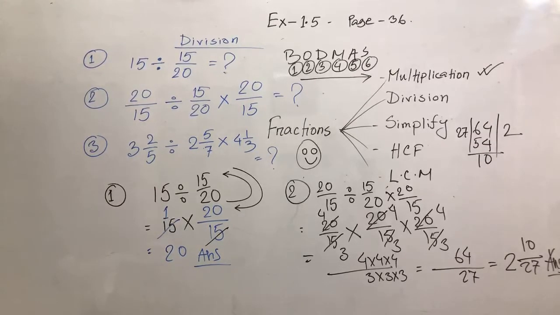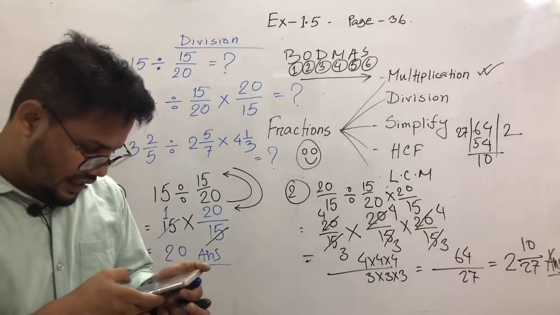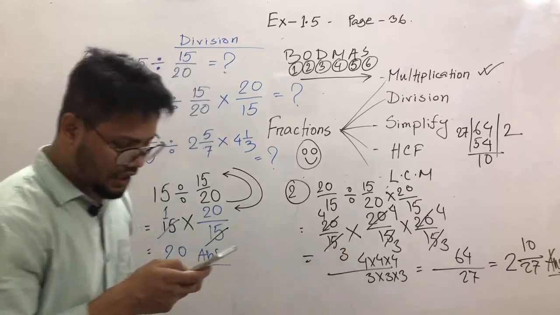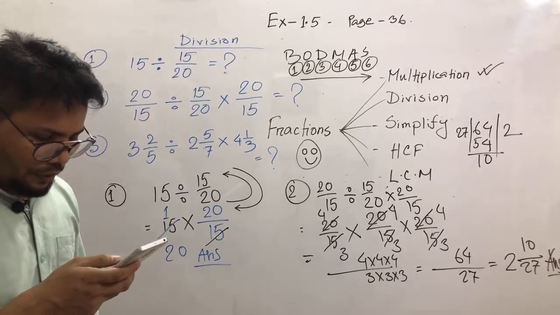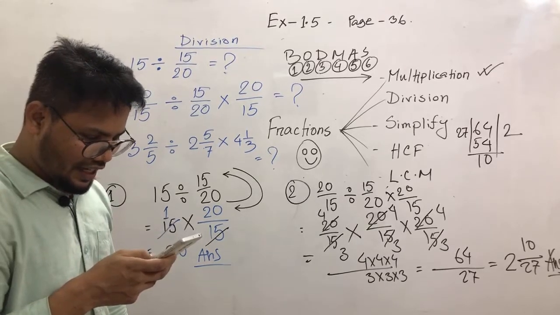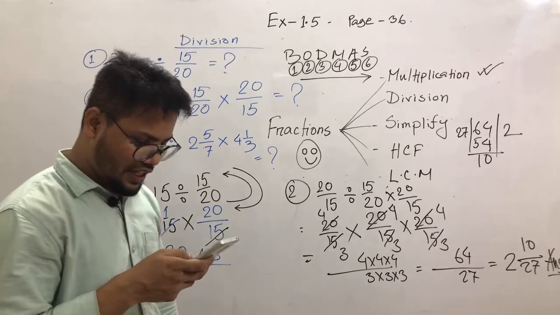So I think Ridwan's answer is 2 whole 10 by 27. Now it's okay. My dear students, please be serious. Yes, Ahmed, the answer is 2 whole 10 by 27. Thank you, Ridwan. I think it's absolutely right. It's okay, my dear students. No need to write here.